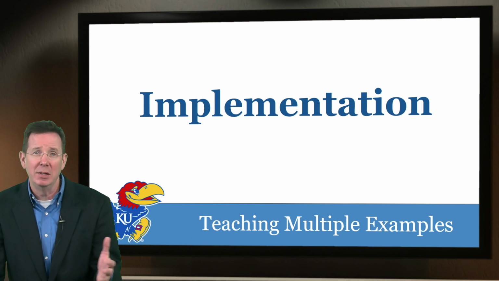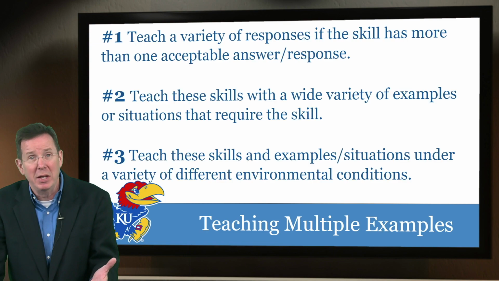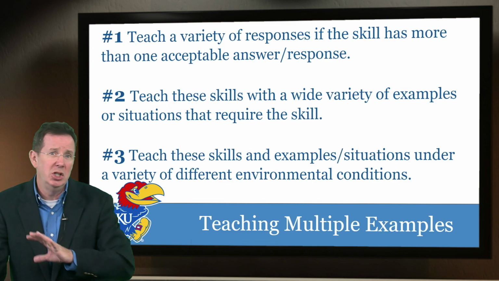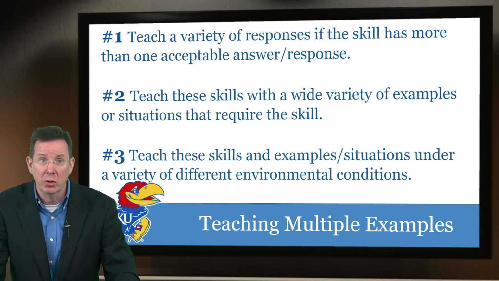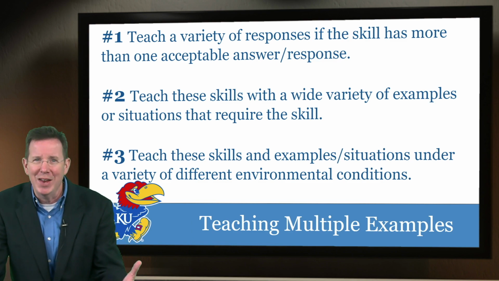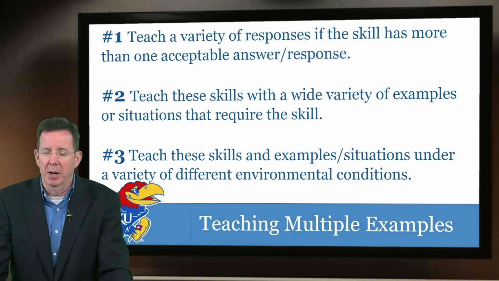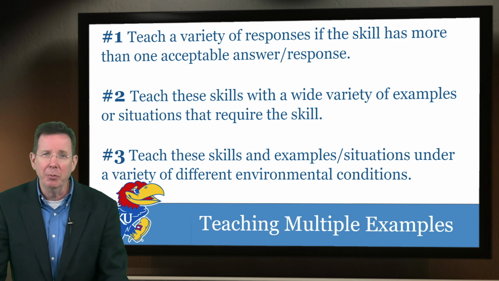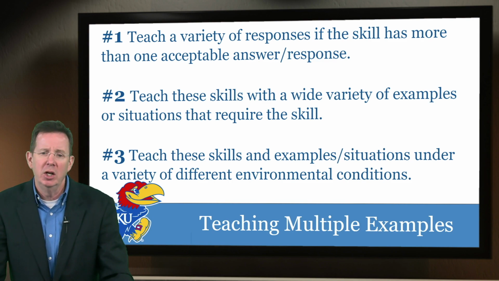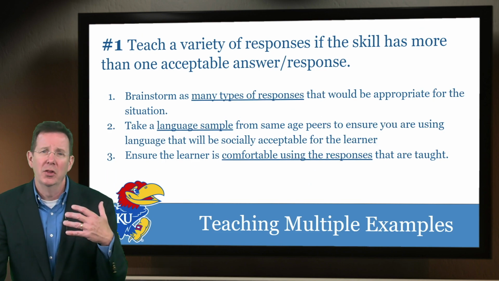Now to implement this, there are three basic steps, and they are fairly basic. Number one is we're going to teach a variety of responses. So they've understood the overall knowledge of the social skill, and now we're going to make sure they understand there's a variety of responses. Number two is we're going to give them a variety of example situations. And number three, we're going to do that under a variety of different environmental conditions. In each one, there are things to consider.